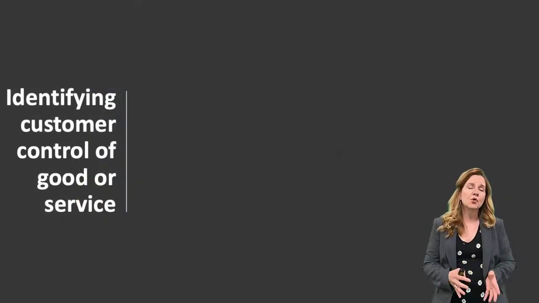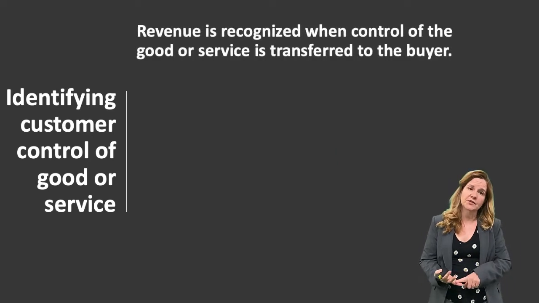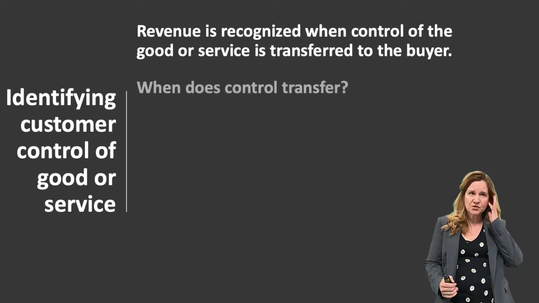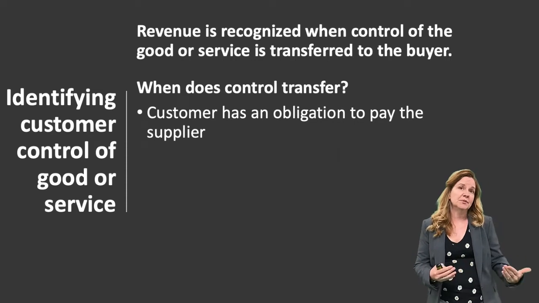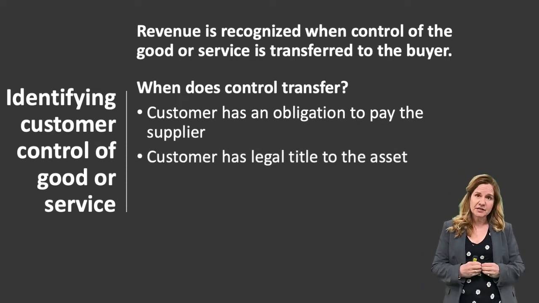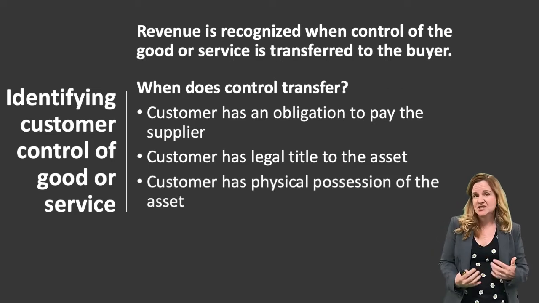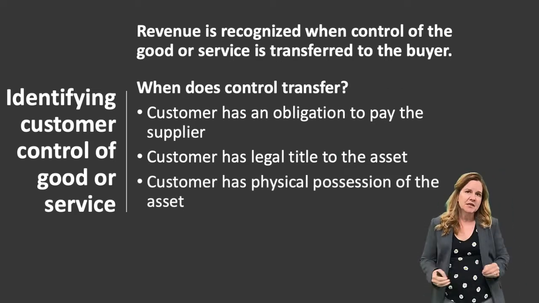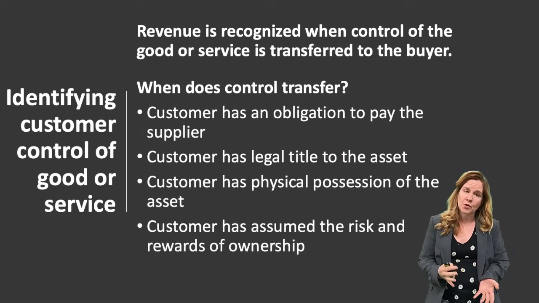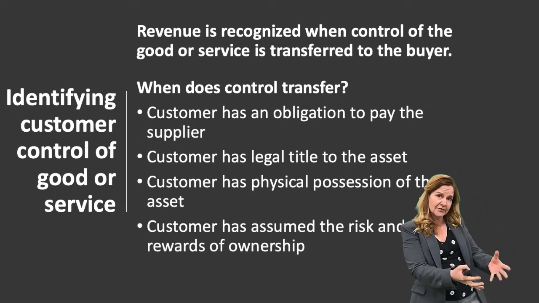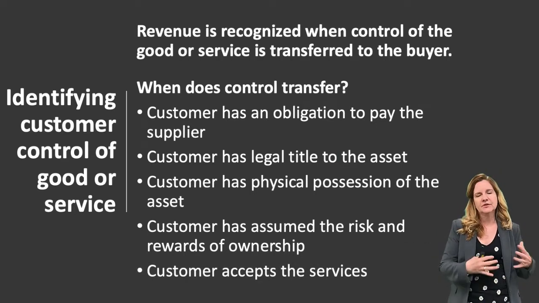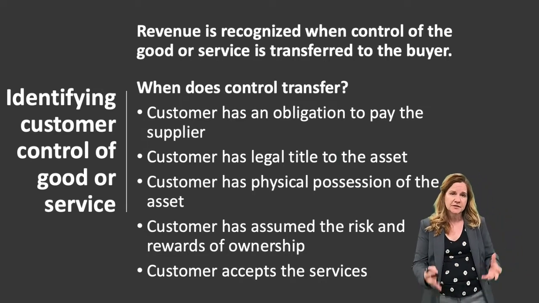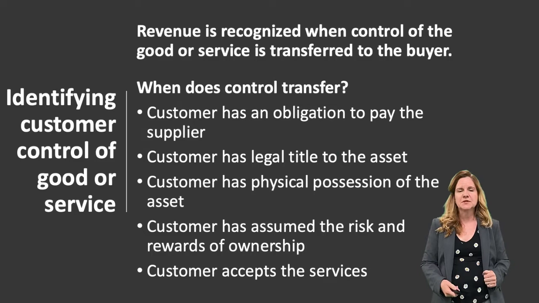Let's look at when control transfers, because the revenue recognition rule has to do with the control of the good or service being transferred to the customer. So when does it transfer? The customer has an obligation to pay the supplier. So if the customer has to pay, the control has probably transferred. If the customer has legal title to the asset, if the customer has physical possession, that's the easy one, right? The customer actually has the asset. If the customer is assuming all risks and rewards, so if something happens to that asset, they're assuming the risk of it, or if the customer has accepted the service. So if you have a seller and they're giving you some kind of consulting service and you've accepted it, then the revenue is being recognized.